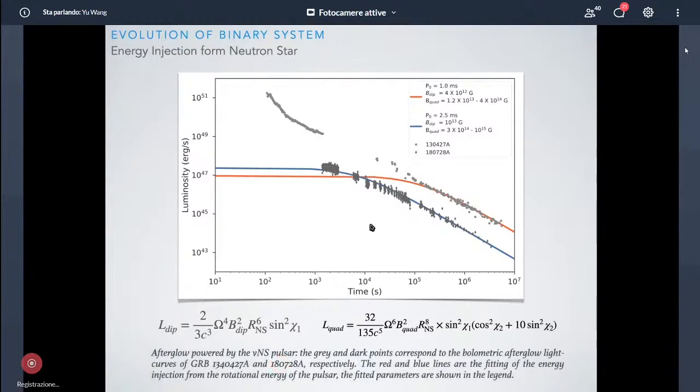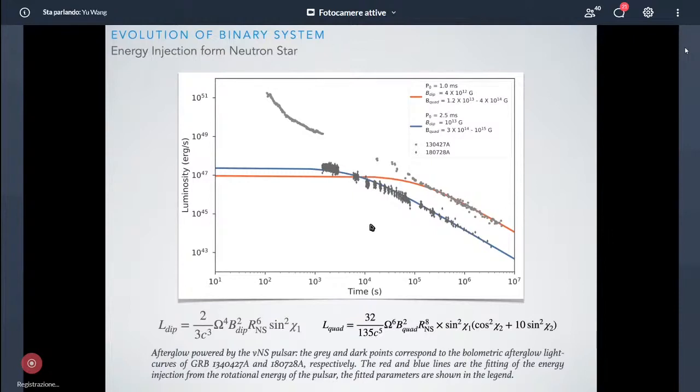And the fitting gives that the initial spin period of the neutron star of 180728A is 2.5 millisecond, which is slower than the 1 millisecond of 130427A. But both sources have, from our fitting, a very normal dipole magnetic field, 10^12 to 10^13 Gauss, but with an additional quadrupole component, which is 30 to 100 times stronger than the dipole one.